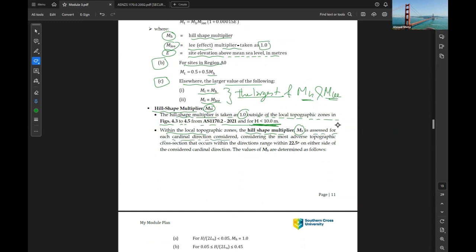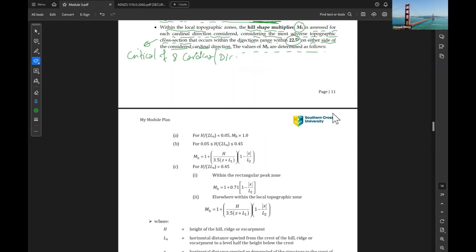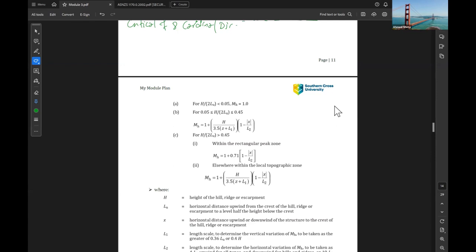Within the local topographic zone, the hill shape multiplier MH is assessed for each cardinal direction. So we have 8 values, considering the most adverse topographic cross-section. You can take the critical of the 8 cardinal directions, within the direction range of 22.5 degrees on either side of the considered cardinal direction. The values of MH are determined as follows.